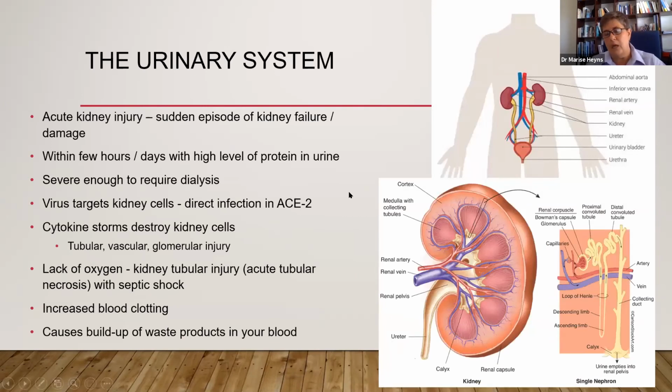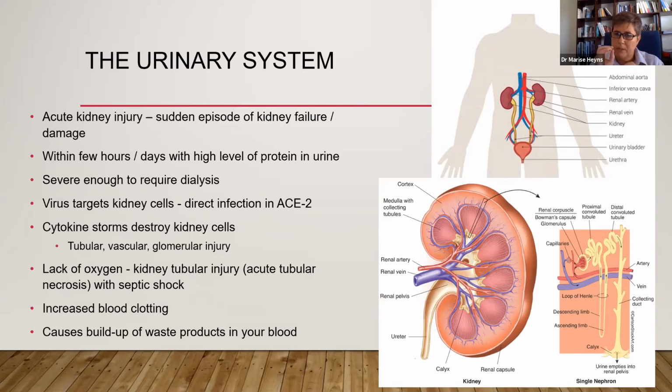The urinary system is how we get rid of lots of salts and unnecessary waste products in our body. It gets collected in the kidneys, goes down the ureters to the bladder, and gets expelled from the body. A lot of patients in the hospital get acute kidney injury. That's a sudden episode of kidney failure. It can be within a few days, even within a few hours, and you pick up a lot of protein in the urine. It's so severe that a lot of people require dialysis.